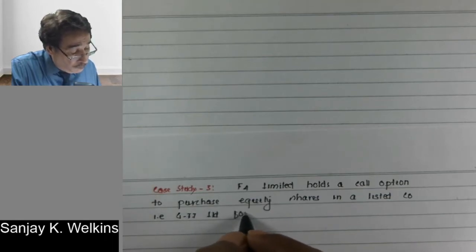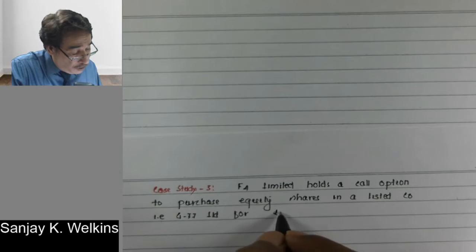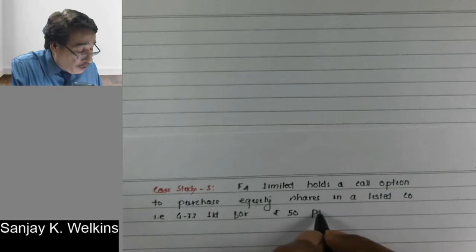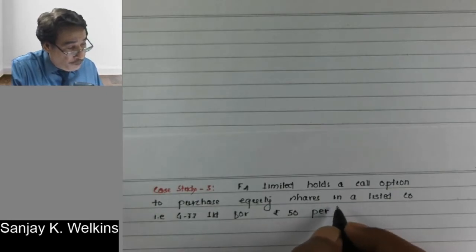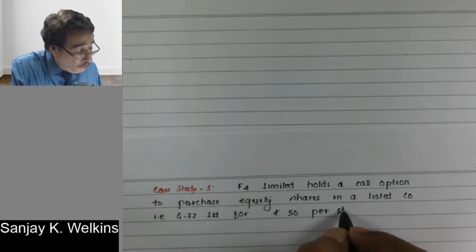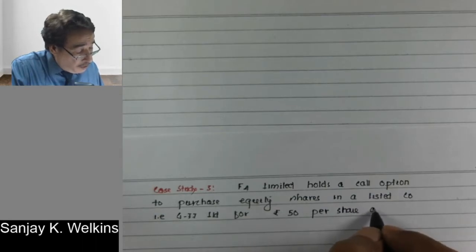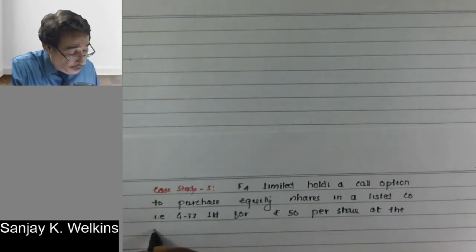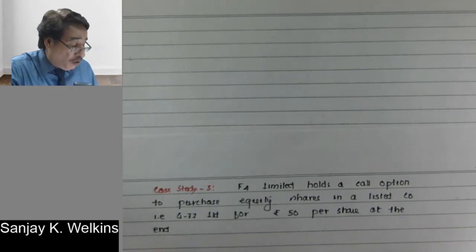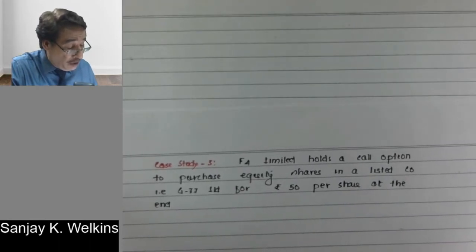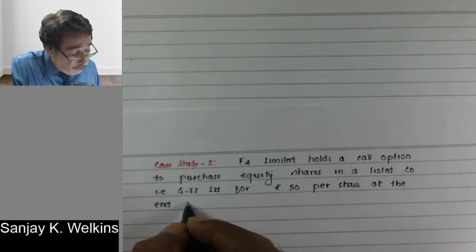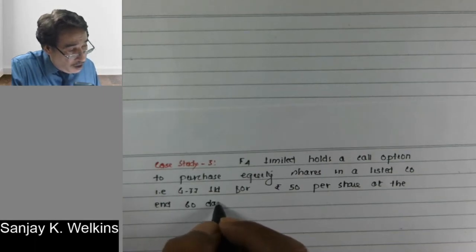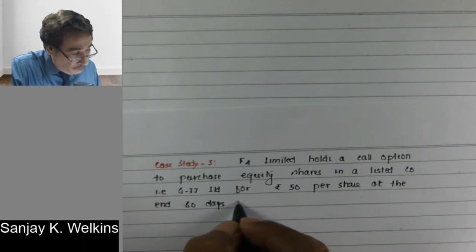for rupees 50 per share. The contract is that I can buy the share at the rate of rupees 50 per share at the end of 60 days. As per the contract, it is written that I will buy the share at the end of 60 days period, but I will buy it at the rate of 50.